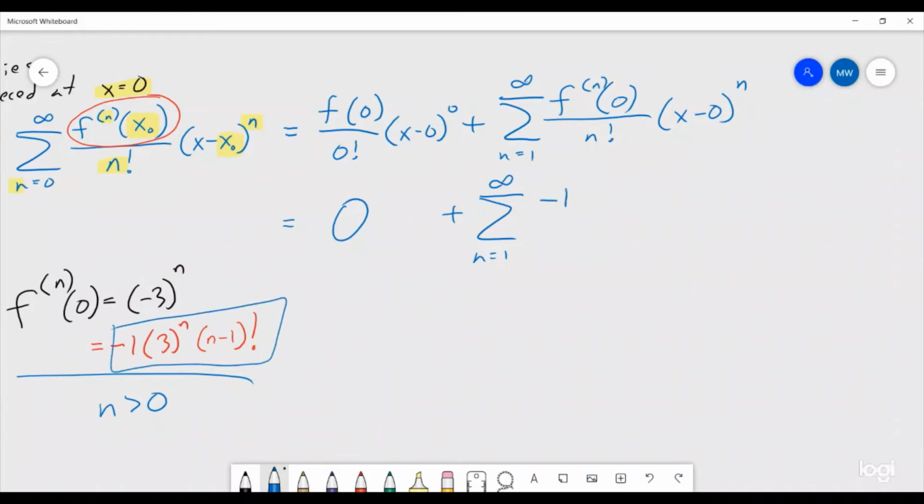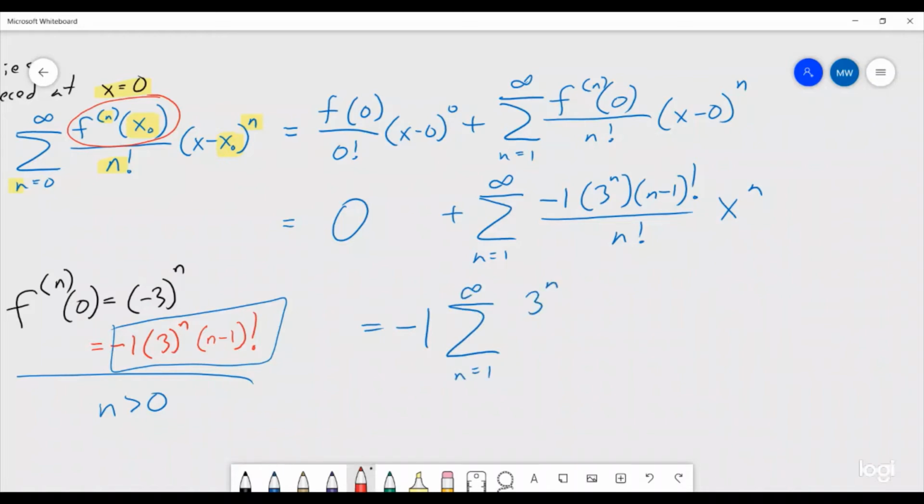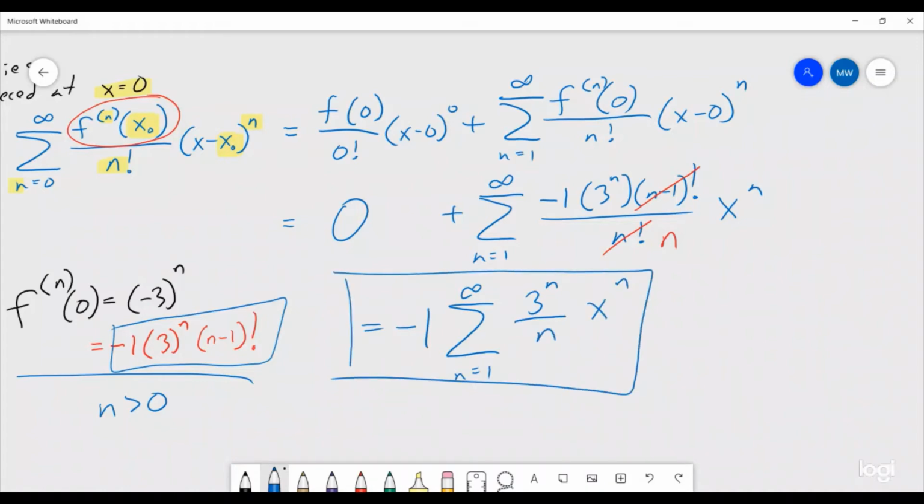So we have a negative 1, 3 to the n, n minus 1 factorial divided by n factorial, x to the n. So this is going to be equal to, let's pull that negative 1 out, negative 1 times the sum from n equals 1 to infinity of 3 to the n. n minus 1 factorial cancels with most of the n factorial, and we're left with just an n on the bottom. And this is our power series representation for the natural log of 1 minus 3x. That is going to be what that one would be.